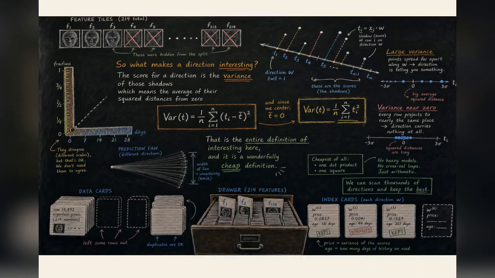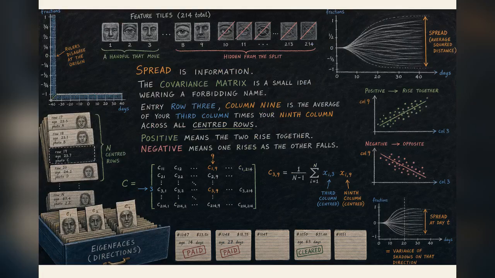So what makes a direction interesting? The score for a direction is the variance of those shadows, which means the average of their squared distances from 0. Large variance means your points spread far apart along that direction, so the direction is telling you something. Variance near 0 means every row projects to nearly the same place, so the direction carries nothing at all. That is the entire definition of interesting here, and it is a wonderfully cheap definition. Spread is information.